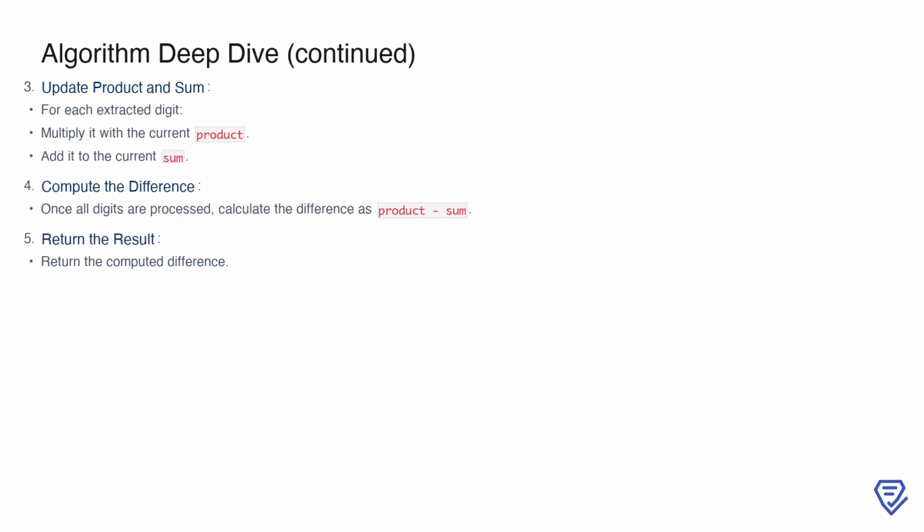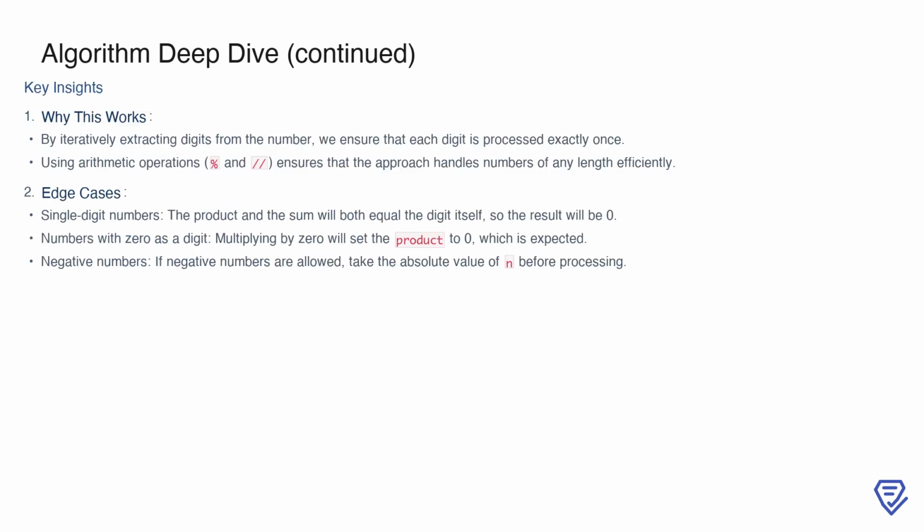After processing all the digits, we calculate the difference between the two variables by subtracting sum from product. The final step is to return this computed difference as the result. This straightforward approach ensures that we handle each digit systematically and produce the desired output. This method works because we process each digit exactly once through the iterative extraction process. By using modulus and integer division, we can efficiently handle numbers of any length without needing additional data structures.